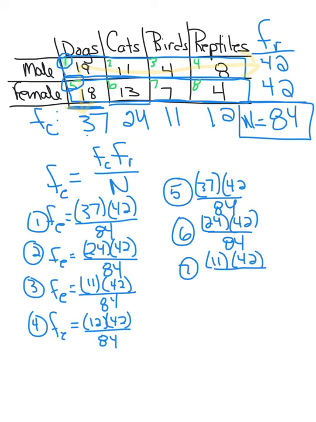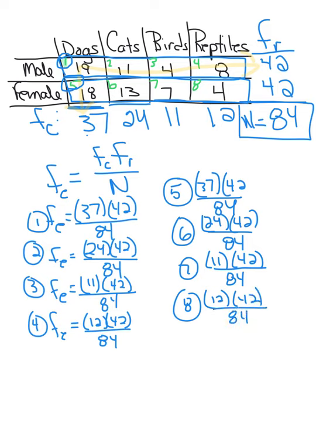The reason there's repetition is because there are equal sample sizes in the males and females. But that's not always the case, so be really careful about that. And then for cell 8, we have 12 times 42 divided by 84.